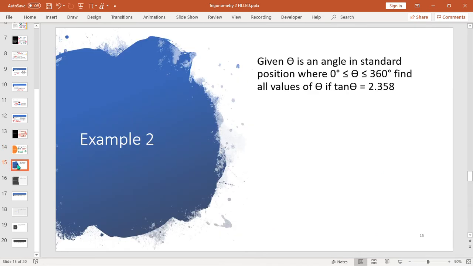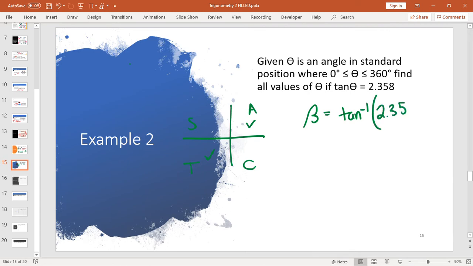Example 2. We now have tan that is positive. So let's start by drawing our little picture. Cast, and I want positive tan. So it can happen here in the T quadrant or in the A quadrant. Next step, find your reference angle. Use the same trig ratio and a positive number. And when I punch that one in, it gives me 67 degrees.